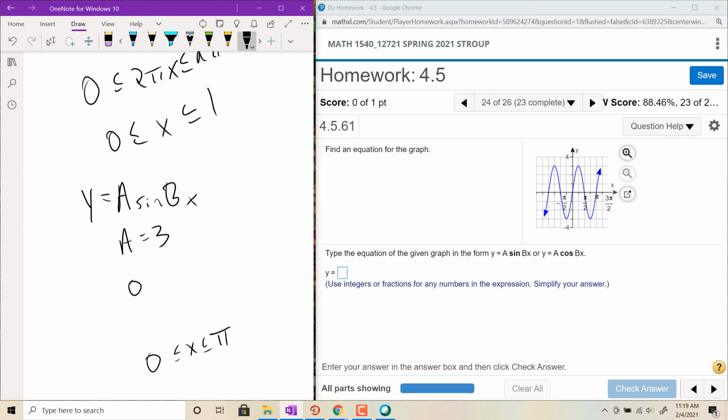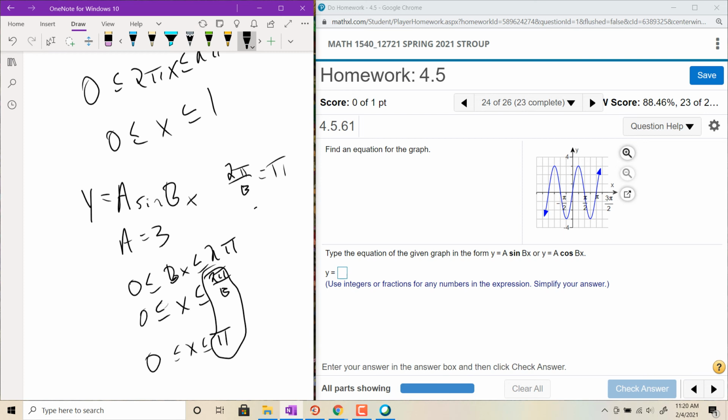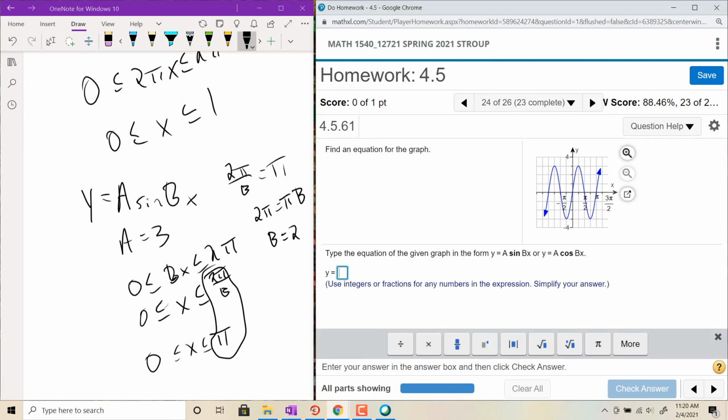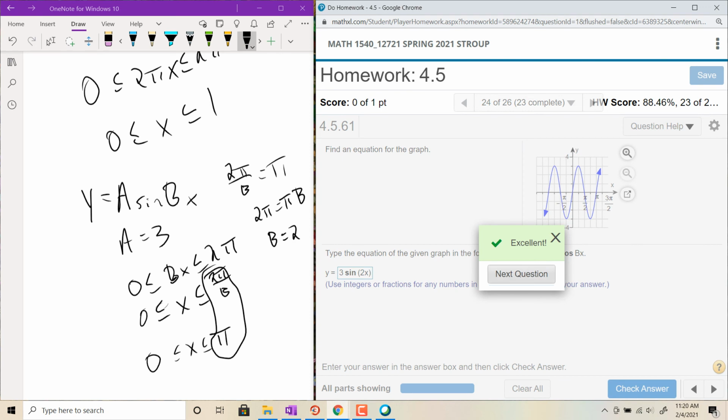So normally 0 less than or equal to bx less than or equal to 2 pi. So we want to divide everything by b. And then 2 pi over b should equal pi. So multiply everything by b, divide by pi, and b is apparently 2. So we have 3 sine of 2x.